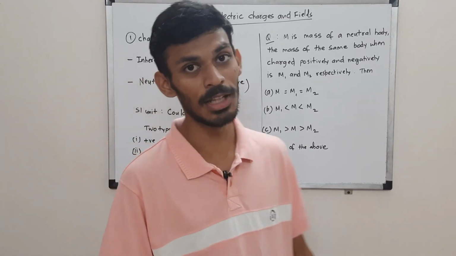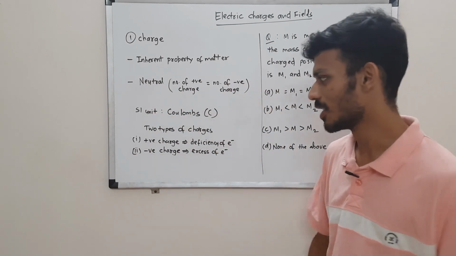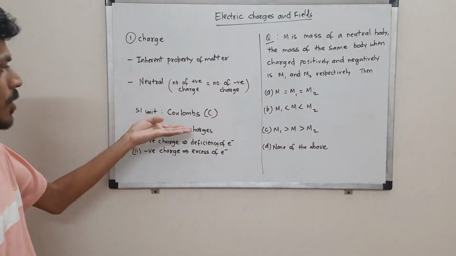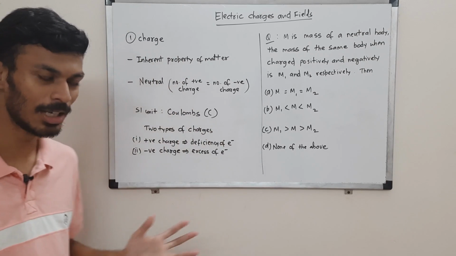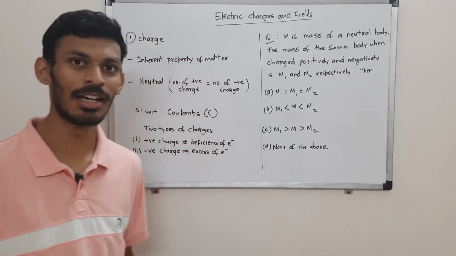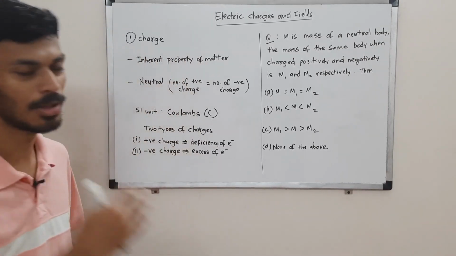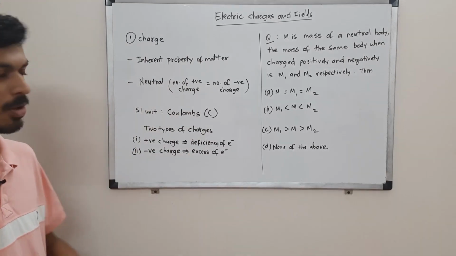And what do we mean by neutral? That there are equal number of positive and negative charges. The SI unit of charge is coulombs, denoted by capital C. Now 1 coulomb is a very big unit, as you'll come to see in the following section. So for practical purposes, we usually use microcoulombs, which are smaller units, 10 to the power minus 6 coulombs. But the SI unit is coulombs, capital C.